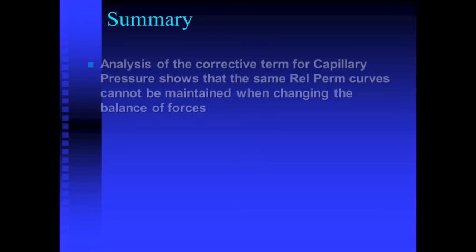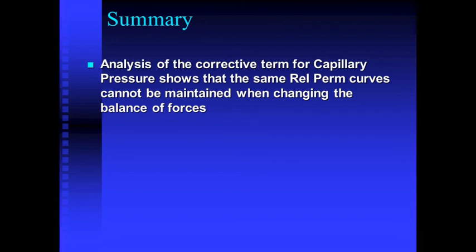We can, then, summarize and derive conclusions from these analyses. In the first place, when we analyze the corrective term associated with capillary pressures in the fractional flow curve, the analysis showed that it is not possible to use the same relative permeability curves when the balance of forces in the system changes. It is not enough to correct the fractional flow curve only for the pressure changes caused by forces that were not taken into account when determining the properties of the fractional flow curve. It is also necessary to change the associated rel perm curves.